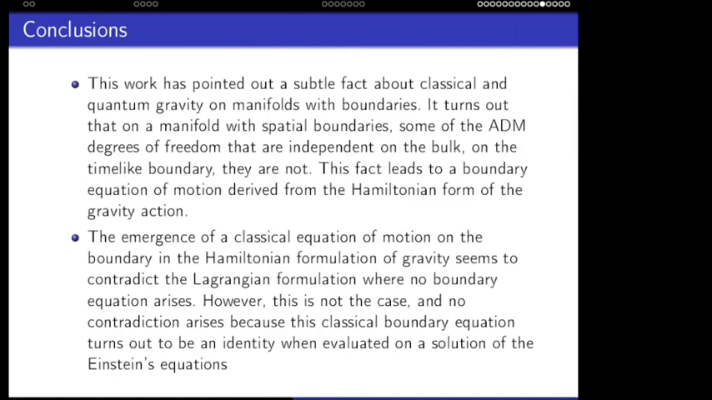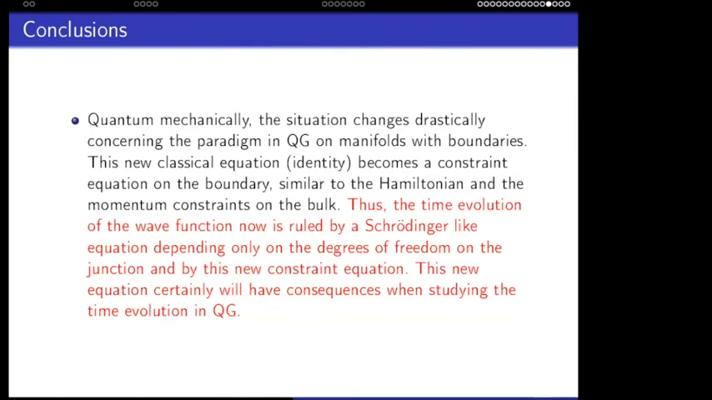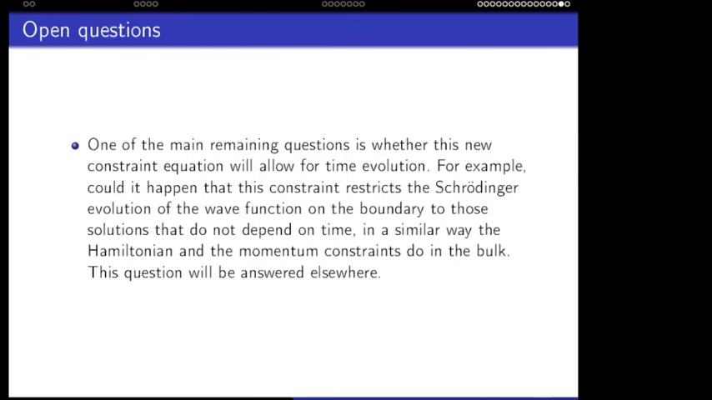Okay, these are the conclusions, and this I already said. There is one more point that I want to discuss, because before my work, you had the option to evolve the quantum state using the quantum Schrödinger equation, the boundary Schrödinger equation. But now you have the Schrödinger equation plus this additional constraint.